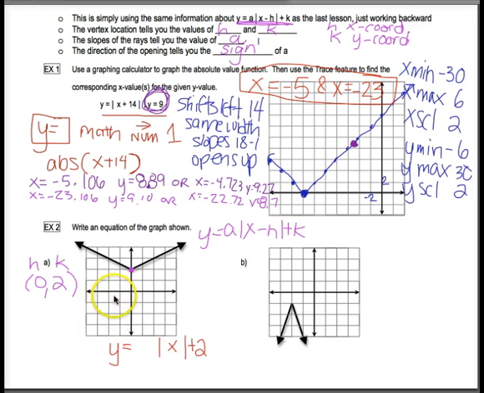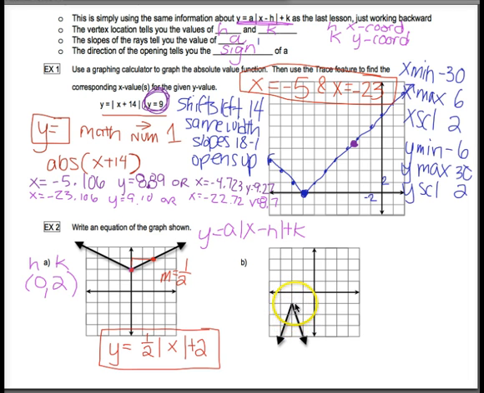So now my a value, I need to count the slope. From my vertex to the next solid point that I can see, I rose 1 and I ran 2. A rise of 1 and a run of 2 means a slope of 1/2. So a value is 1/2. To know whether the a is positive or negative, I look, this opens up, so it should be positive, which means that that one is finished.